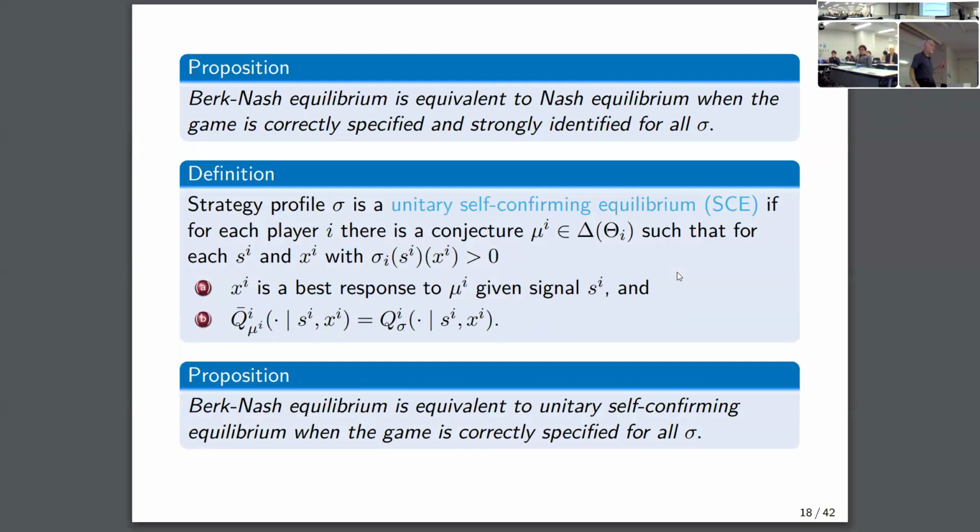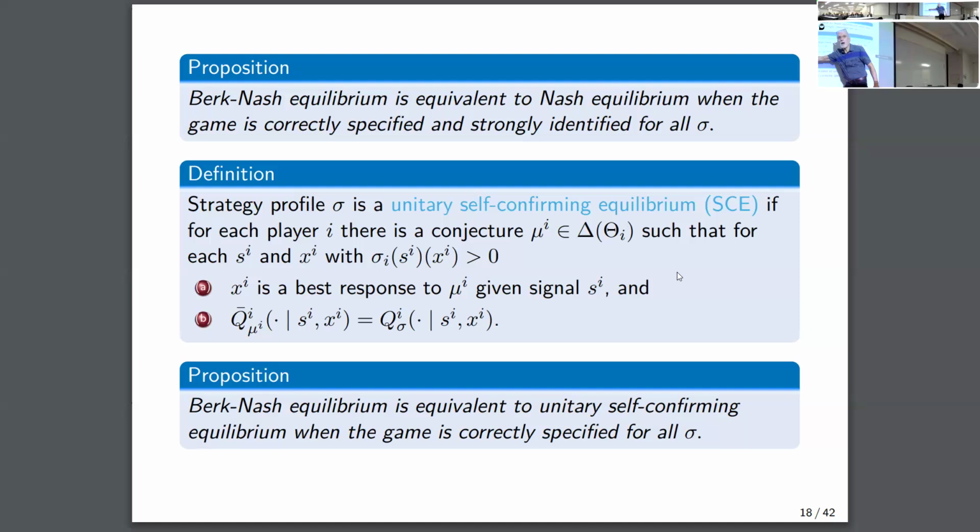So if you don't have identification, the result instead says profile sigma is a unitary self-confirming equilibrium if for each player i, there's some belief mu i over theta i, such that for each s i and each x i that has positive probability, we have two things being true: x i is the best response to beliefs, as we expect in all these equilibrium definitions, and the distribution over consequences given mu i is the same as that under sigma.